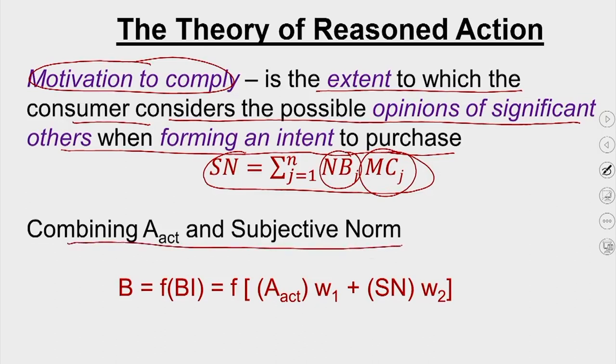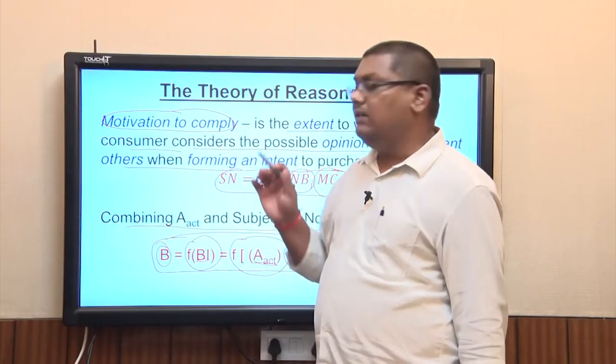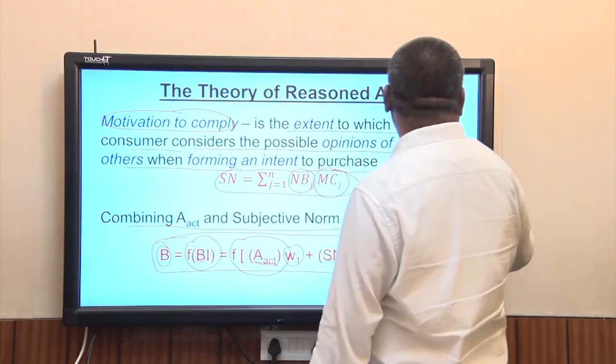So combining these two things together, my final formula for behavioral intention: my behavior to buy is actually a function of behavioral intention, which is a function of attitude towards that particular brand. And W1 and W2 are weights which are assigned, and there is a method of assigning these weights. I'm not defining it here, but there is a system of assigning weights. So this behavioral intention to purchase is actually a function of the attitude that I have towards the purchase, plus the subjective norm, plus how much I value other people's advice and how much advice other people are giving to me. If I add them together, I'll get the final intention.